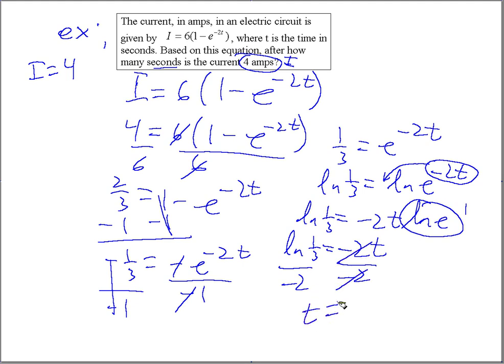So let's see roughly how many seconds it will take for the amperage to get to 4 amps. All right, let's punch out your calculator. So 1/3, using the fraction key to enter that fraction, then natural log, divided by negative 2. I get roughly 0.55 seconds. So roughly half a second, a little bit more than half a second. So roughly 0.55 seconds will the current get to 4 amps based on this equation for this electric circuit.